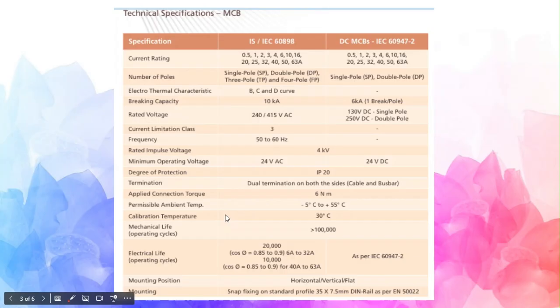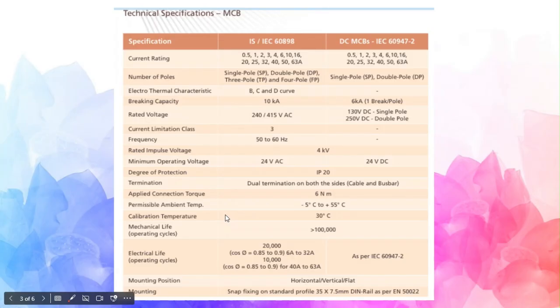Now, breaking capacity is 10 kiloampere. This is the short circuit rating. For the DC, it is 6 kiloampere. I want to mention here that this specification I have taken from L&T Exora brand. So for other brands like ABB, Siemens, and maybe Legrand or BCH, the values could be a little different. For the DC, it is 6 kiloampere. They can have a little different value, but major parameters will remain the same, as per the specification.